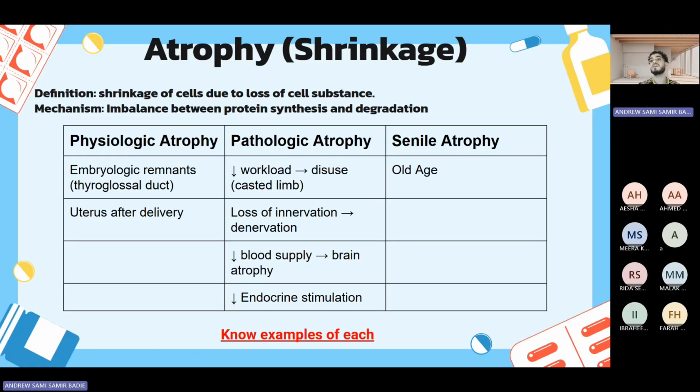We have three types of atrophies. We have the physiologic, which means it happens in the normal body. It's not necessarily a disease. It happens normally in a healthy person.